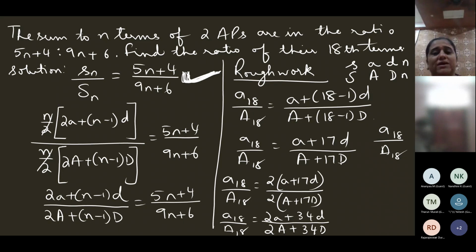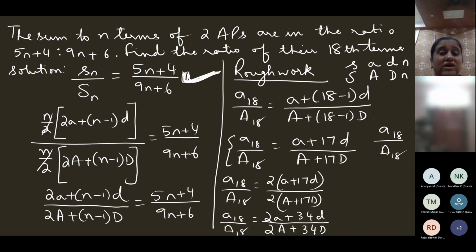So a plus 17d by a plus 17d. Of course, small a, small d, capital D, I'm just reading it the same. So A18 by A18 is equal to a plus 17d by a plus 17d. But what do we have here? We're trying to compare what we have and what we should actually get. We are trying to find A18 by A18, so you should get a plus 17d by a plus 17d.